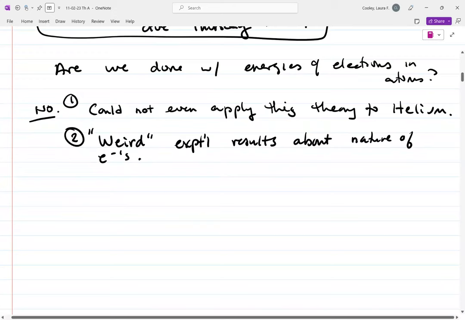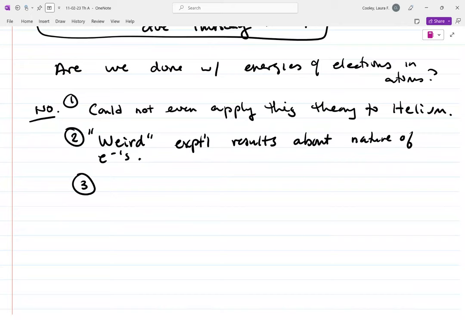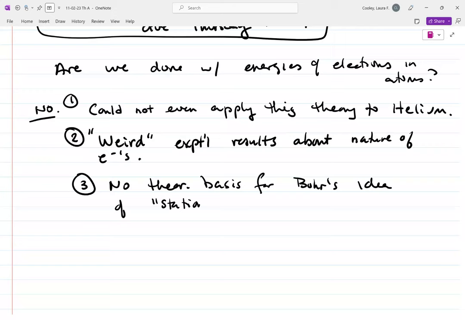And this one is almost the worst of all the three: the assumption of these stationary states, these orbits that electrons couldn't get out of, just because Bohr said so. That kind of came out of thin air. There was really no theoretical basis for why an electron would be stuck in a state and could only get out if it absorbed or emitted a photon. So there's really no theoretical basis for the idea of stationary states or stationary orbits. Okay, so I'm going to tell you about number 2, and then I'll work my way into the rest of it.